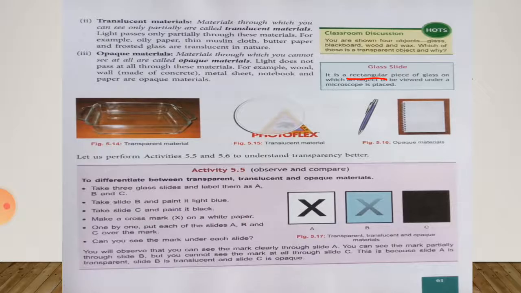So we have seen in this activity that we can see X mark through slide A because slide A is transparent. We can see partially X mark through slide B because slide B is translucent and we cannot see the mark at all through slide C because slide C is opaque. Is that clear? Now turn the page.